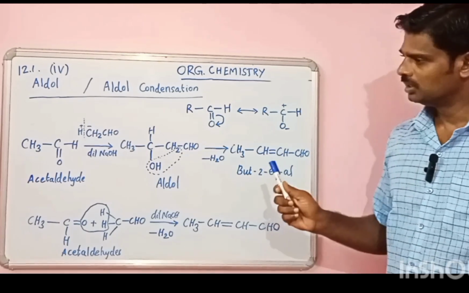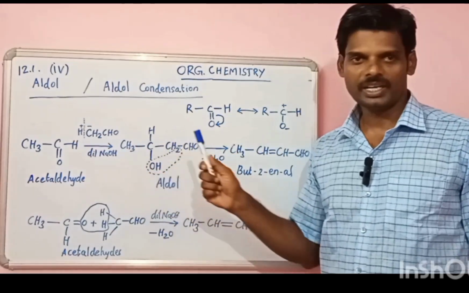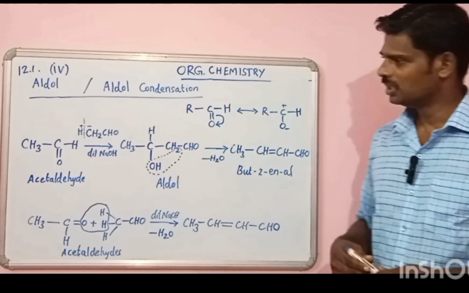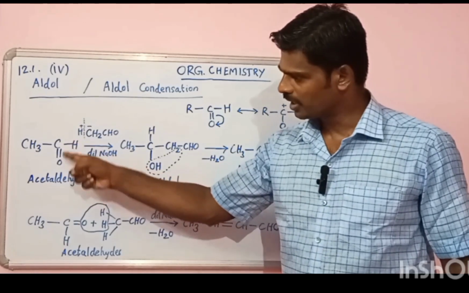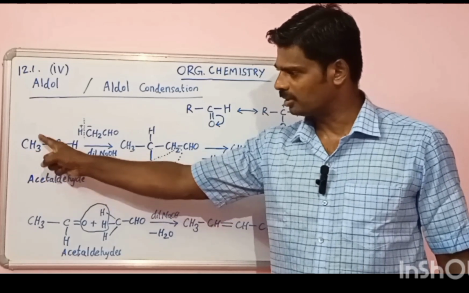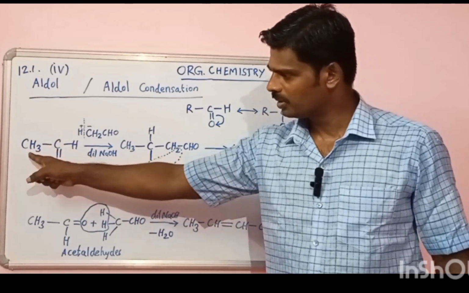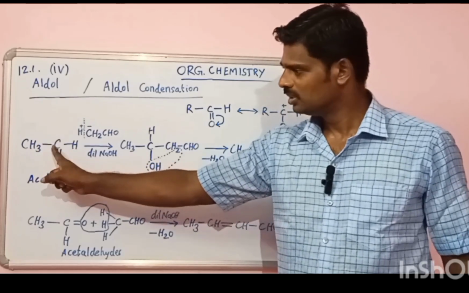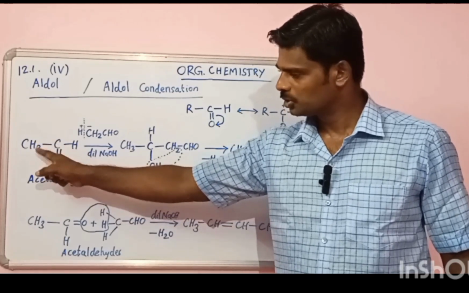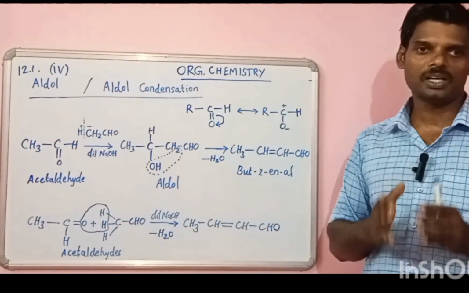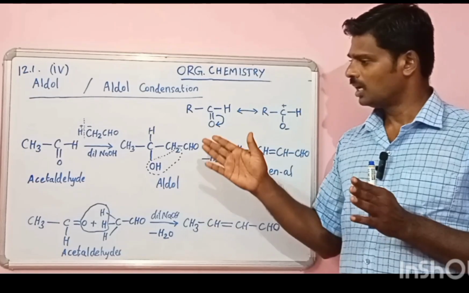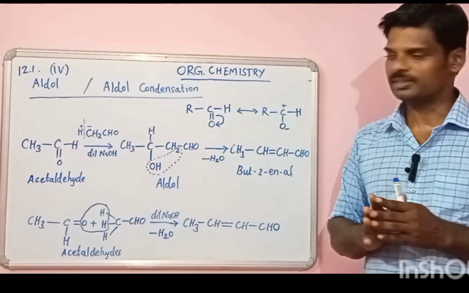So basically, the aldehydes which have alpha hydrogen atoms. What is that? The aldehyde carbonyl group, the nearby carbon should have the alpha hydrogen atom. It means the nearby carbon should have some hydrogen. The carbon attached to the carbonyl group should have hydrogen atoms, that is alpha hydrogen atoms. So a molecule that has alpha hydrogen atoms will only undergo the aldol condensation.